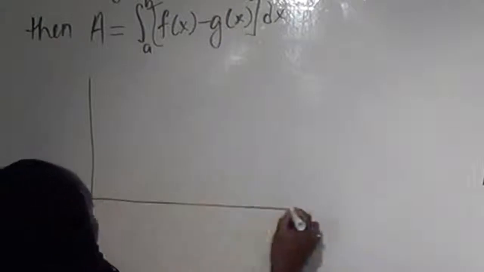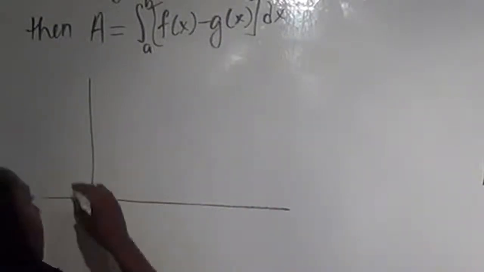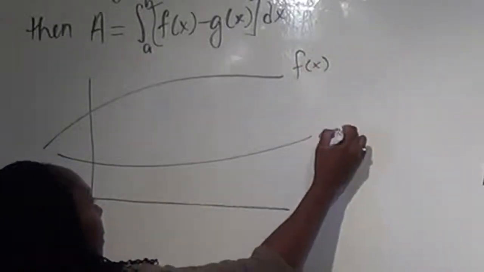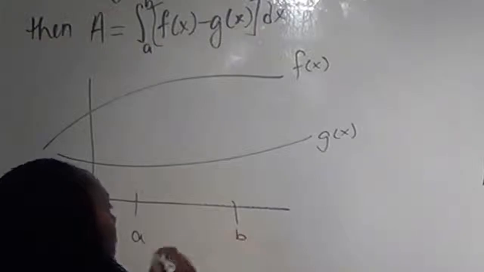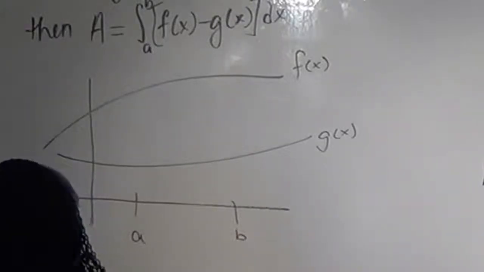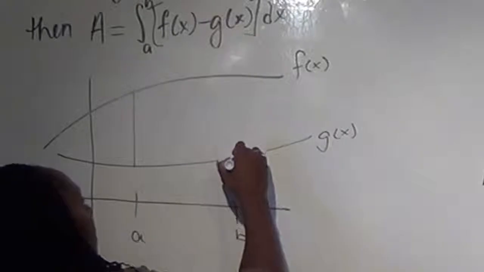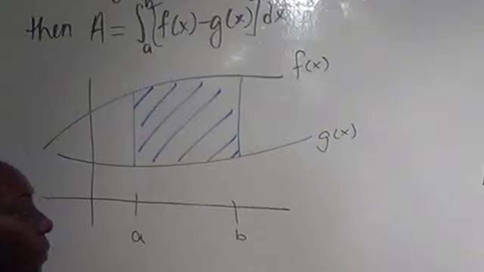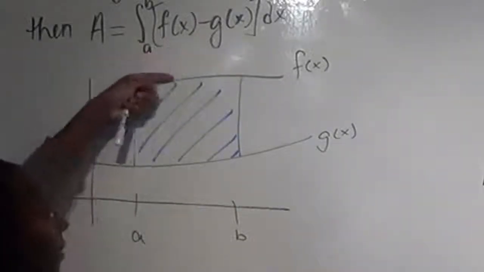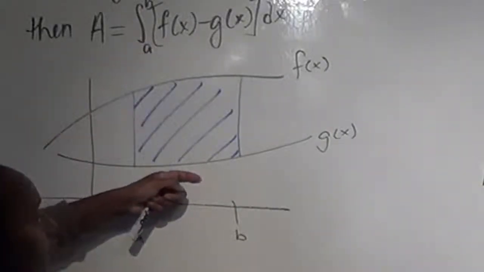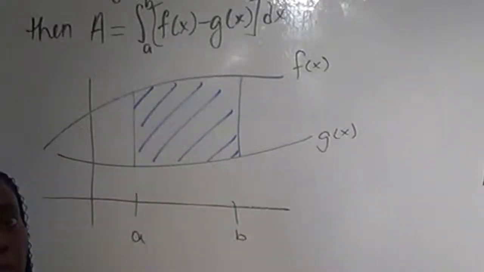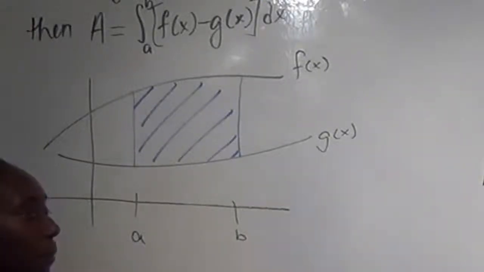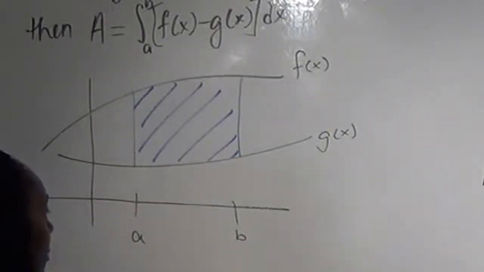And so again, kind of the graphical representation here is if this is my f of x and this is my g of x, and here's my interval from a to b, then to find the area of that region, I'm going to subtract the f minus g over that interval. And once I get that antiderivative, plug in my limits, and that'll give me my value.